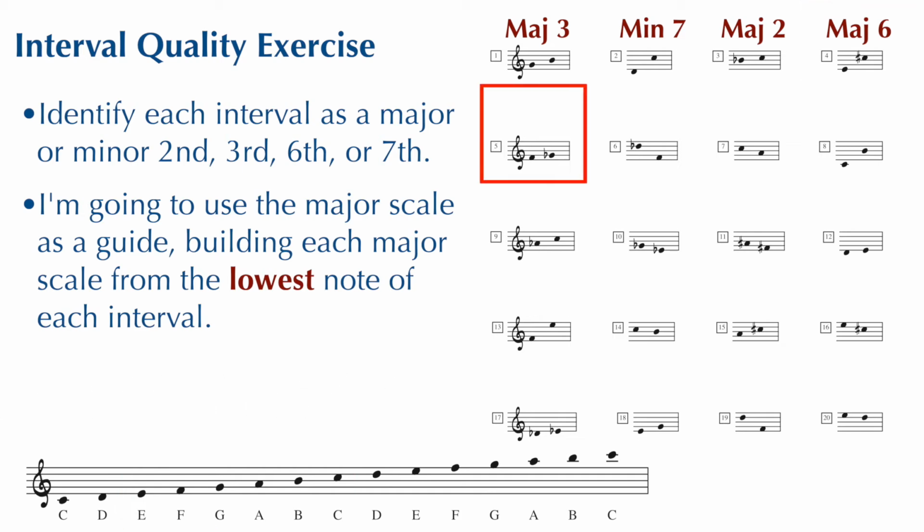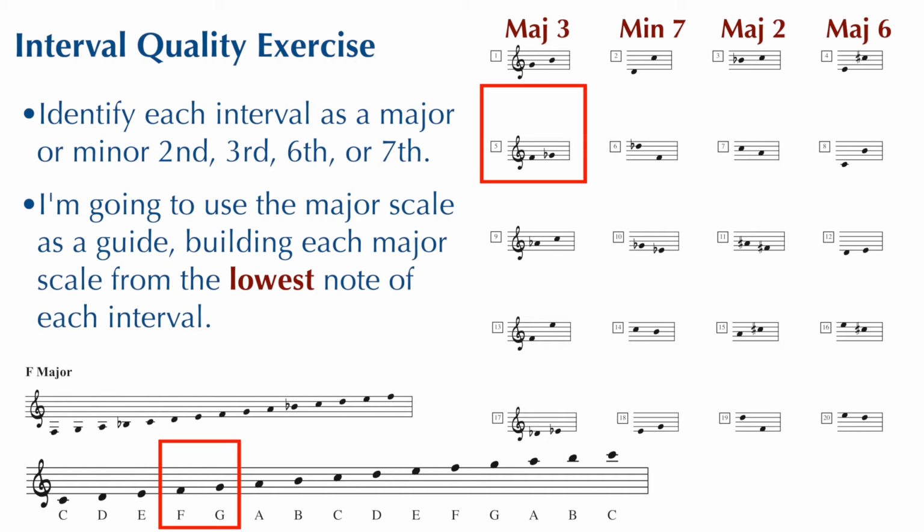Number 5, we have F to G flat. Now F to any kind of a G is going to be a second. And then we construct an F major scale, which starts with F to G. So that G flat does not belong in the F major scale. It's a half step too low. So F to G flat is a minor second.